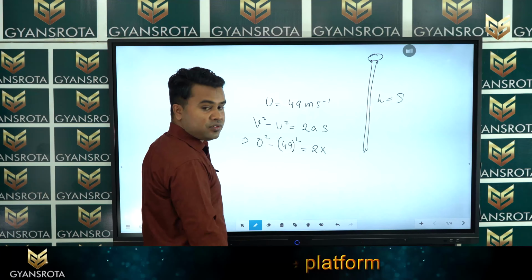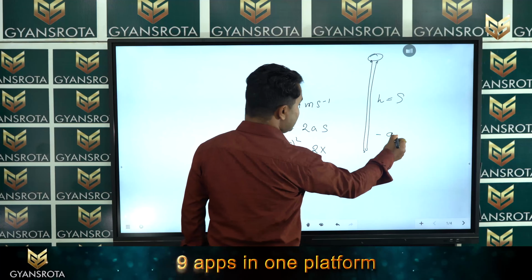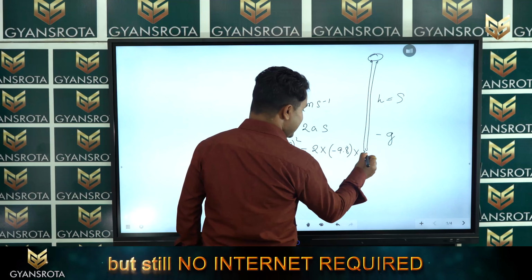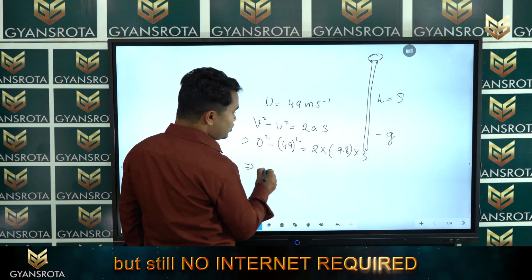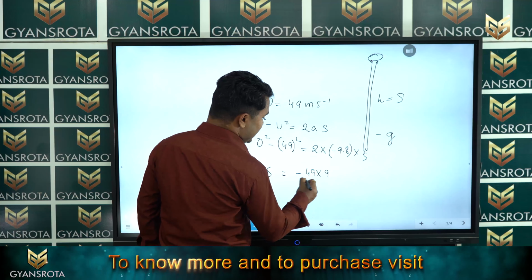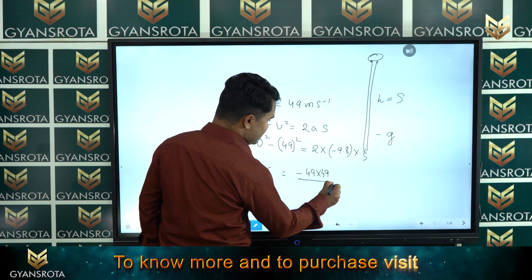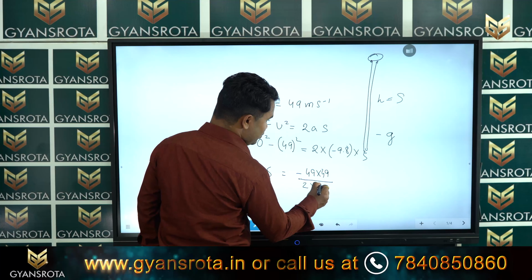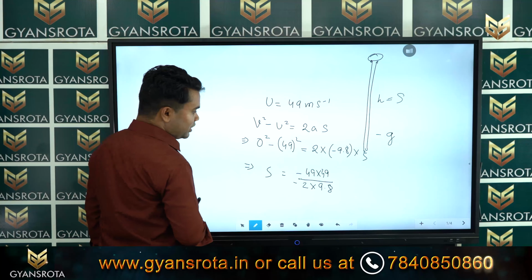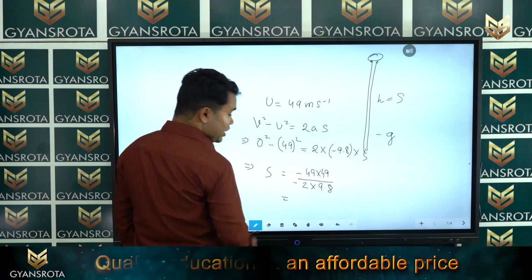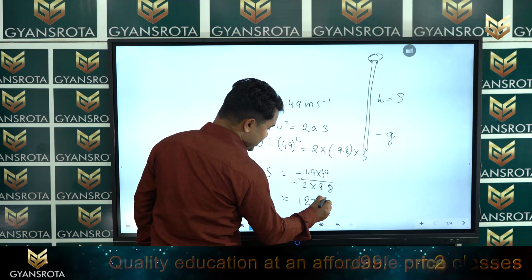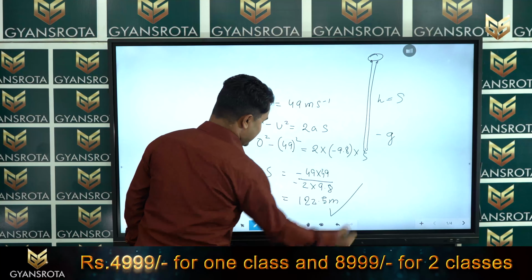against the earth force. So it will be minus g. Minus g is how much? Minus 9.8 into s. So your s will come out to be minus 49 into 49 divided by 2 into 9.8. There is also minus sign attached to it. So minus minus get cancelled out. The right answer for this question is 122.5 meter. This is the right answer.